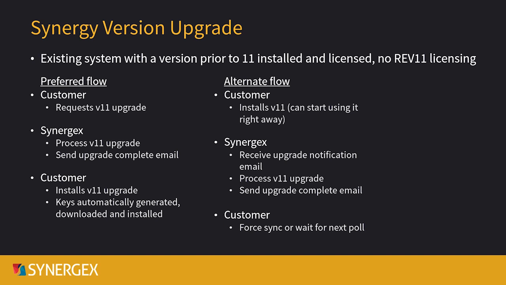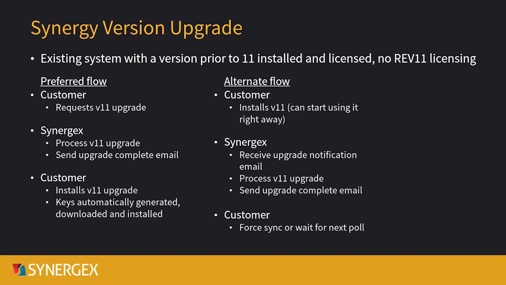The preferred flow is, again, tell customer services that you're going to be doing a version 11 upgrade. So request that they upgrade the license to version 11. What Synergex will then do is process that upgrade in the system and prepare the license for polling. So there's a switch they turn on against that license to say we are now expecting REV11 license polling for this license. And without that switch being thrown, that polling won't happen.